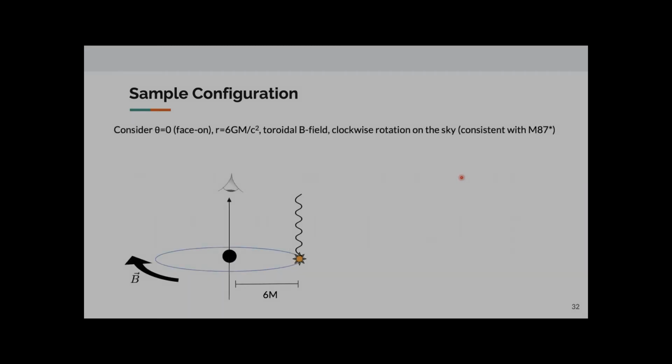All right, so let's take a look at what kind of results this toy model gives. One such sample configuration would be a face-on, theta equals 0, inclination black hole. We put a ring of matter a distance 6 GM over c squared away. We endow it with a toroidal magnetic field, and we let this material spin clockwise on the sky to be consistent with M87. So our toy model predicts the following results when we have a non-spinning, or Schwarzschild, black hole viewed with this particular configuration.